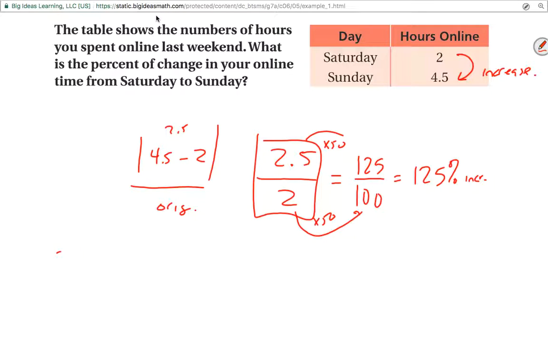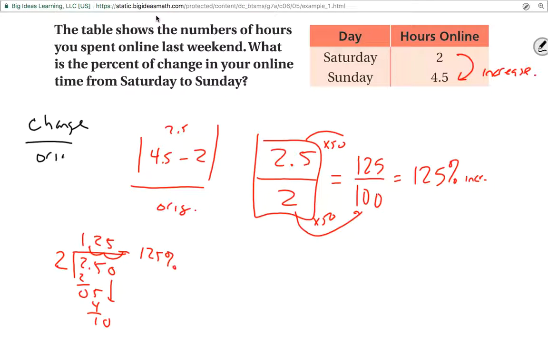If you didn't want to go that route, maybe you took your fraction and noticed it was just a division problem. Okay, 2 goes outside the house, 2.5 inside. 2 into 2 is 1. Remainder 0, bring down the 5. 2 into 5 is going to be 2 times. That's 4. Remainder is 1. Bring down a 0. 2 into 10 is 5. 1.25 is your decimal, which is 125%. Okay, so you can use the formulas they gave you, the increase and decrease, if you want to memorize too. I like to understand that change divided by original is the percent change formula for both percent increase and percent decrease.